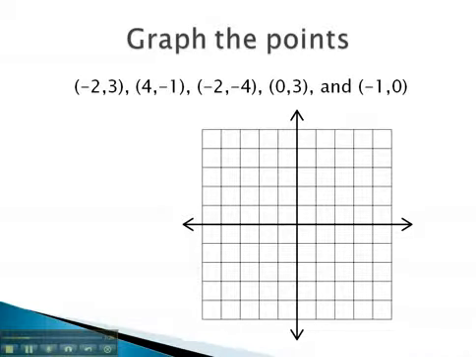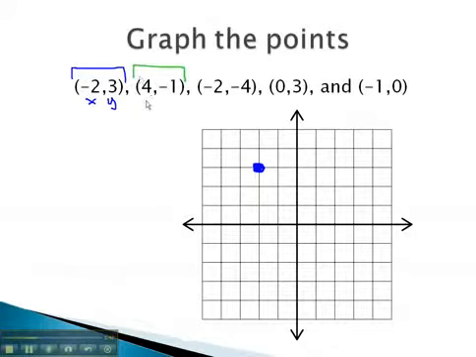Let's look at how we can graph these points on the coordinate plane. The first point is (-2, 3). That's -2 on the x number line and 3 on the y number line. -2 means 2 to the left and 3 up. This is our point.